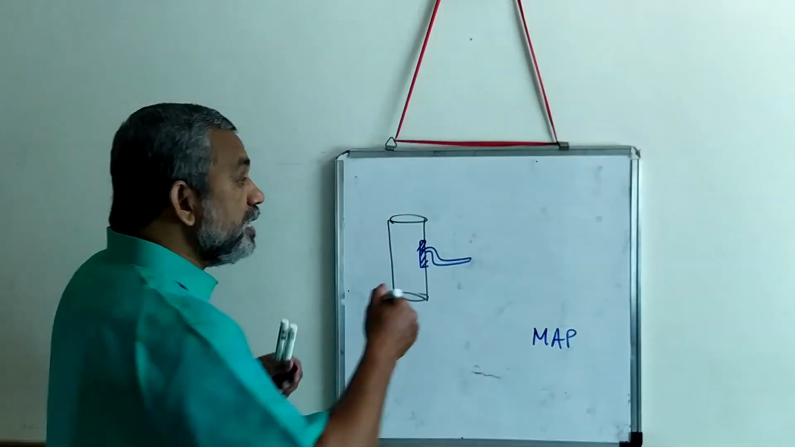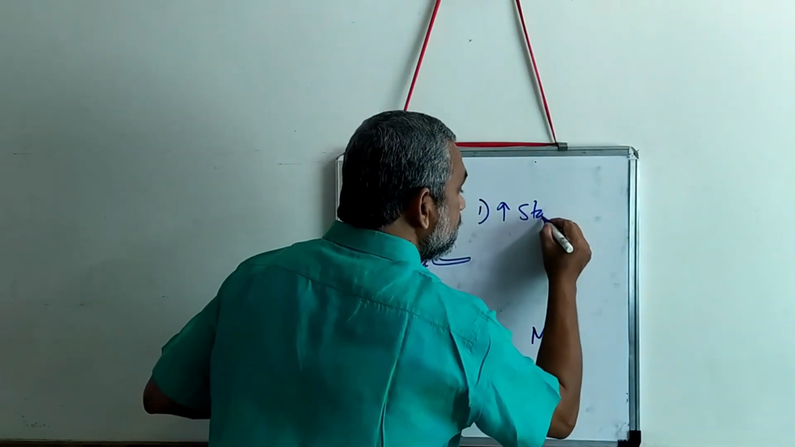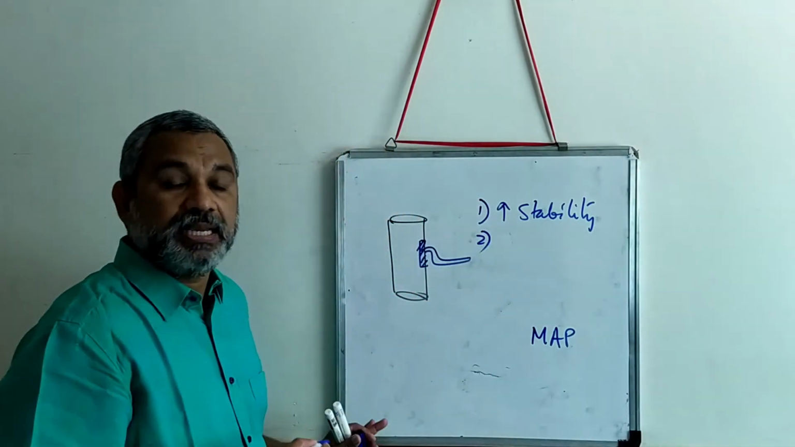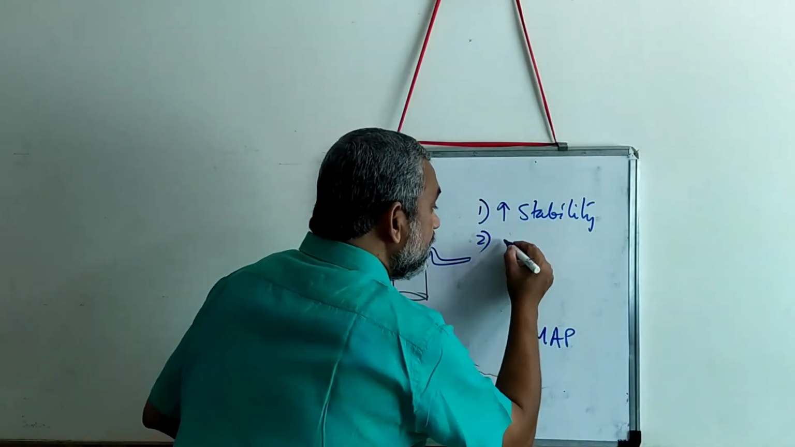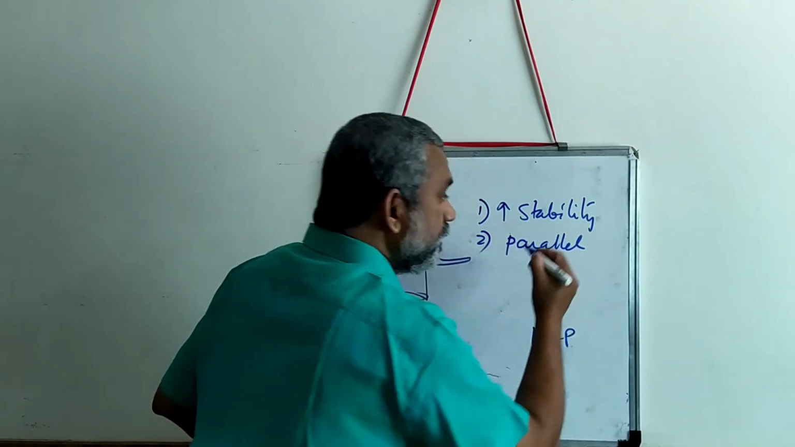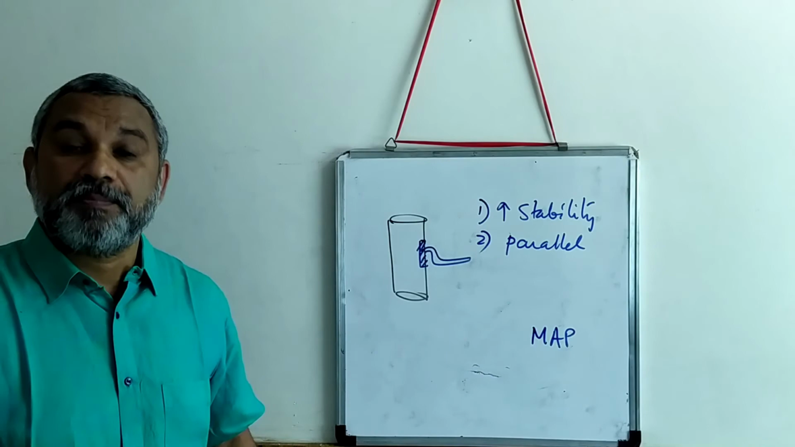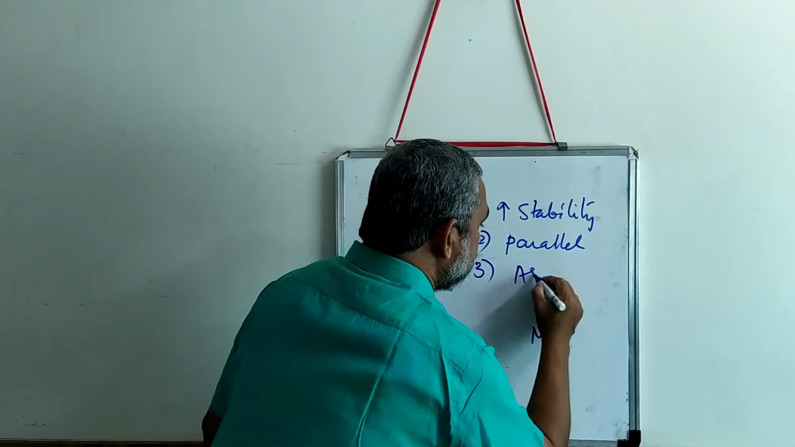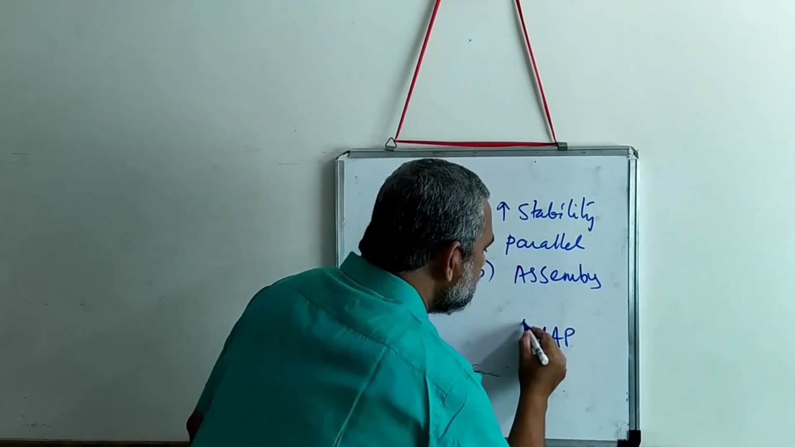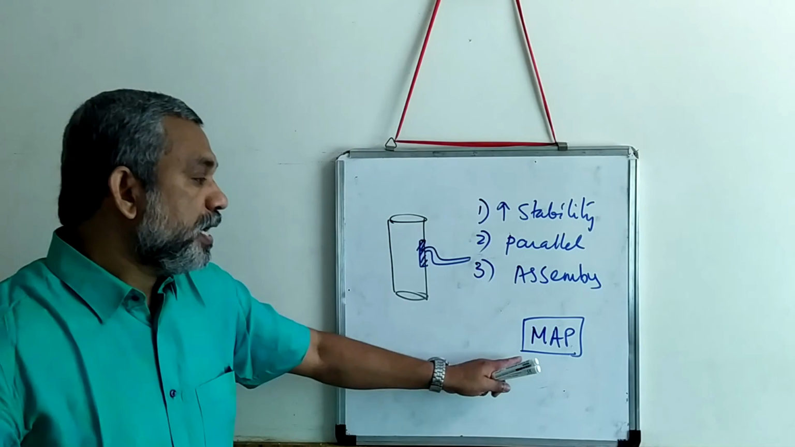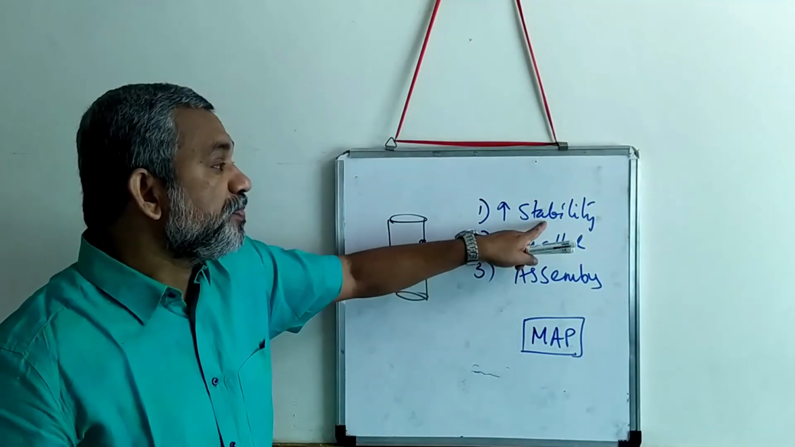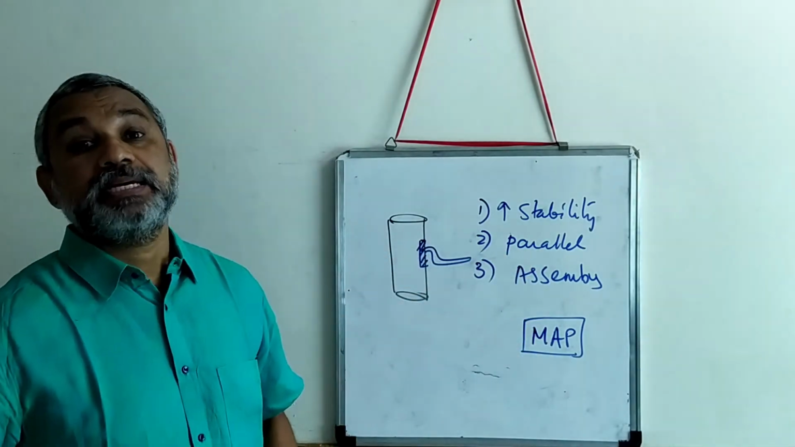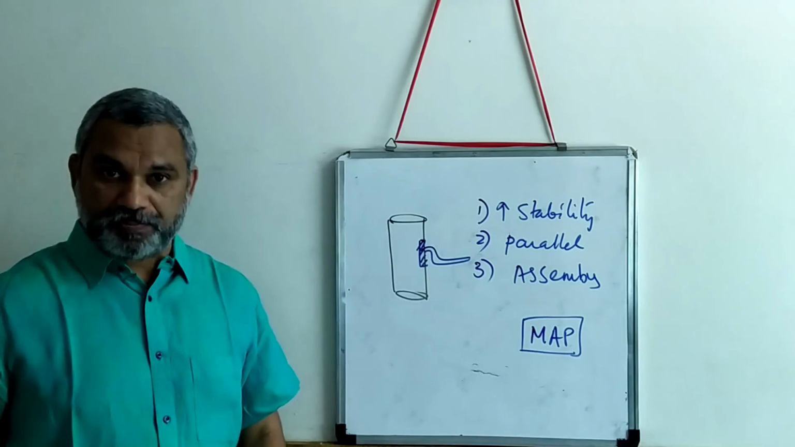The MAP has several functions to perform. First of all, it will increase the stability of the microtubule. Second, it helps in the parallel arrangement of the microtubules. Third, it will promote assembly. So these are some of the functions of microtubule associated protein: increase the stability, arrange them in parallel form, and promote the assembly of the microtubule.